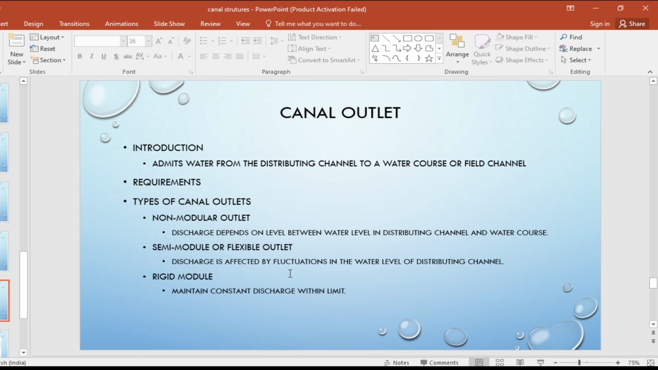The most common type of rigid module outlets, or the outlets which fall under this category, is Gibbs rigid module. Okay, Gibbs rigid module.